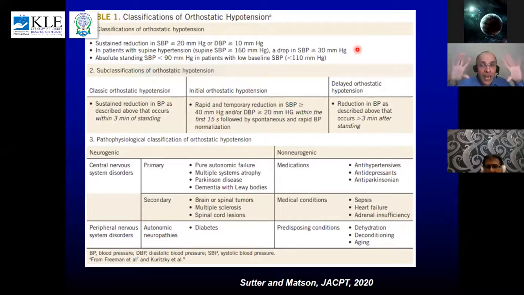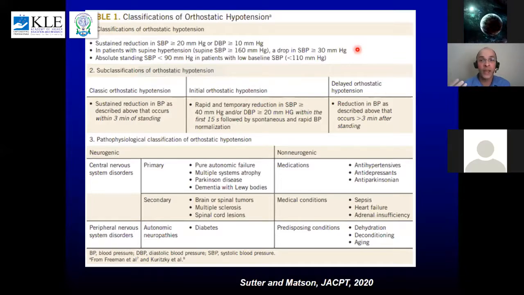We have two major types of orthostasis. Classic orthostasis is a sustained drop in the blood pressure, but initial orthostatic hypotension is what we usually see in very young adults, where they have an abrupt drop in their blood pressure, greater than 40 systolic, 20 diastolic, which reverses itself within the minute. They drop, and if they can hold themselves upright, that reflex mechanism is lost, their blood pressure drops, but within the minute, it goes back. We have neurogenic and non-neurogenic causes for orthostasis, and you can see this in the slide.